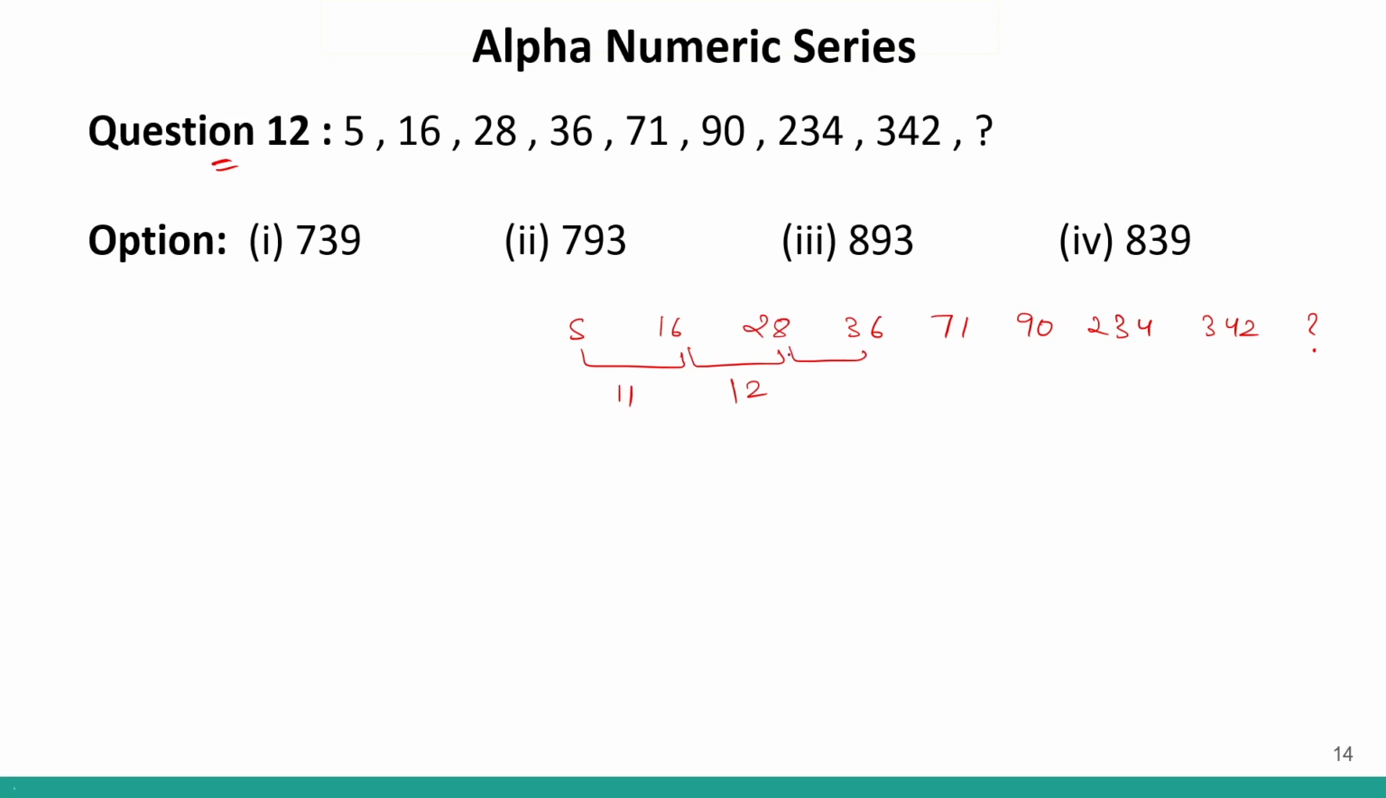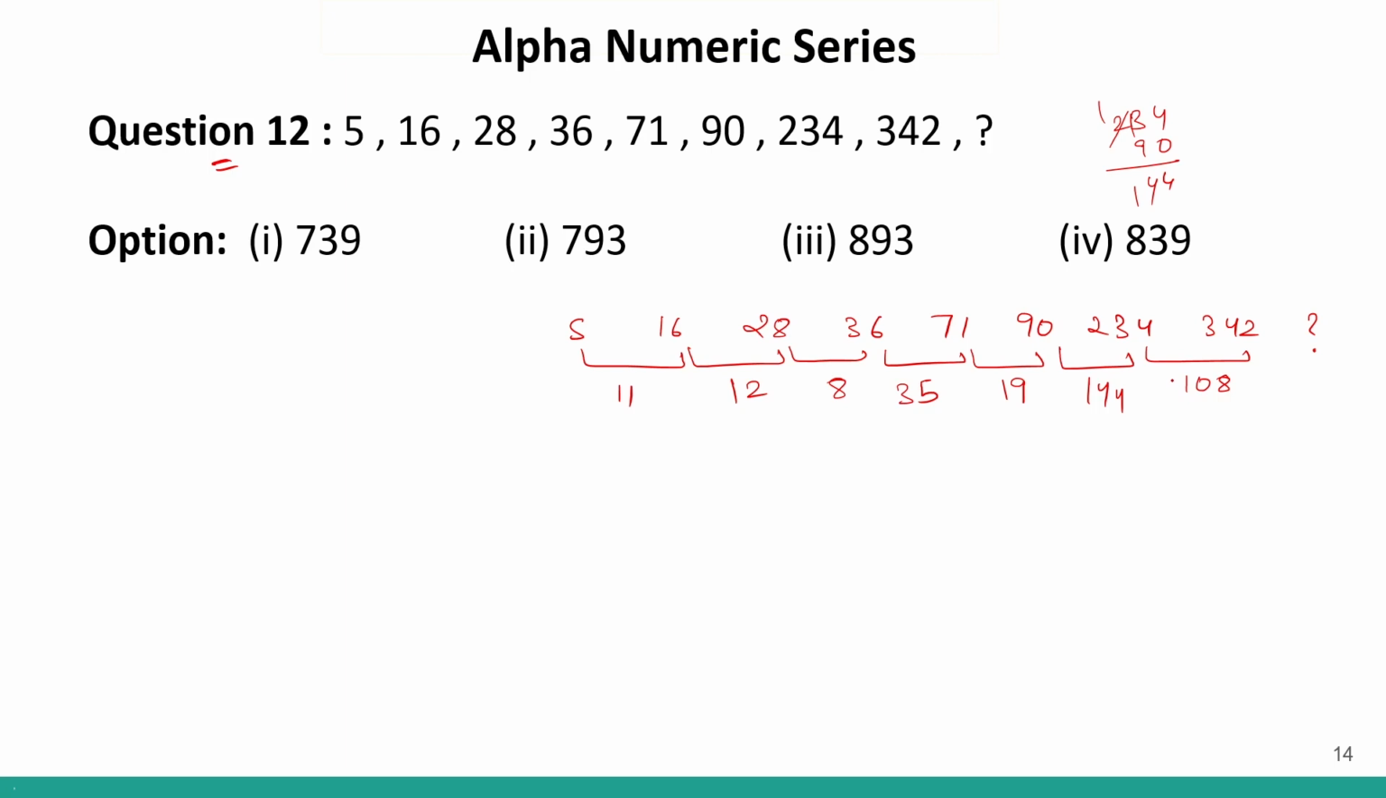The difference over here is how much? This is 8. The difference over here is 35, correct? The difference over here is 19. The difference over here, this is 234 minus 90, so I'll get 144. And the difference over here is 108.